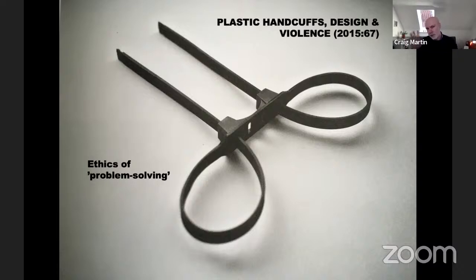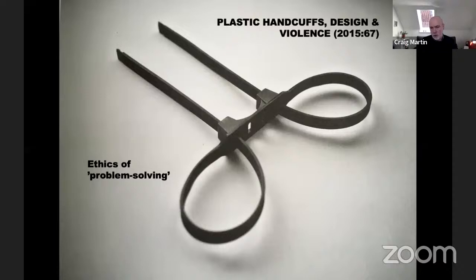Now, the reason I've got this image up here is that there was a wonderful book and an exhibition that was highly influential on my thinking for my new book. And the book, if you can get hold of it, is called Design and Violence. I believe there's still some images online about the exhibition. One of the examples in the exhibition was the design of these plastic handcuffs. Now, one of the key things of this is that these are incredibly efficient at holding hands together. And for me, this raises questions about the ethics of problem solving.